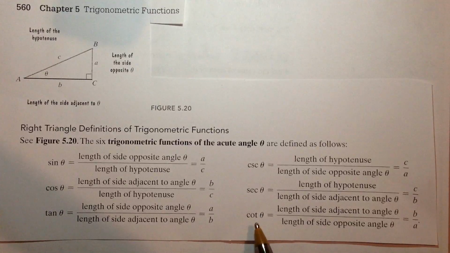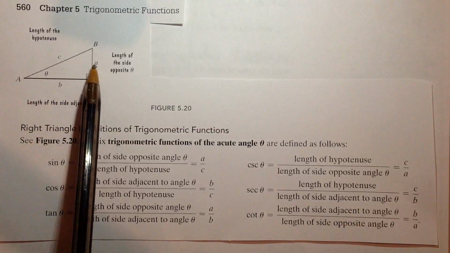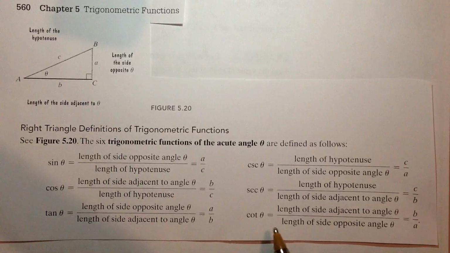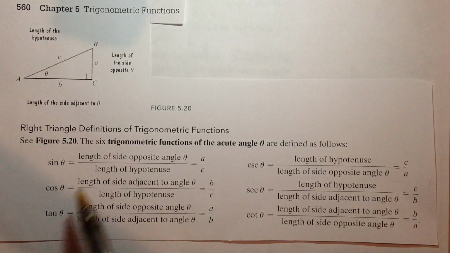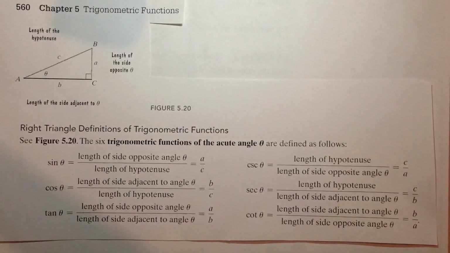And last, cotangent. Cotangent is the length of the adjacent side over the length of the side opposite to angle theta. So going to theta, adjacent would be B, over opposite would be A. Cotangent of theta is B over A, and it is the reciprocal of tangent, which was A over B. Now these 6 trig functions we will need to memorize. We will need to be able to determine sine, cosine, tangent, cosecant, secant, and cotangent of a specific angle theta.